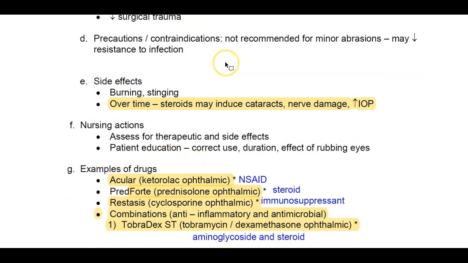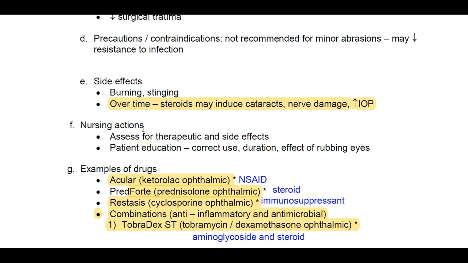Nursing actions. Nursing actions include assessing for therapeutic effects and side effects. Patient education includes correct use, the duration, and also make sure that they don't rub their eyes, right? Because that can actually, one, cause more trauma, and two, it may increase or decrease the effect of the drugs.